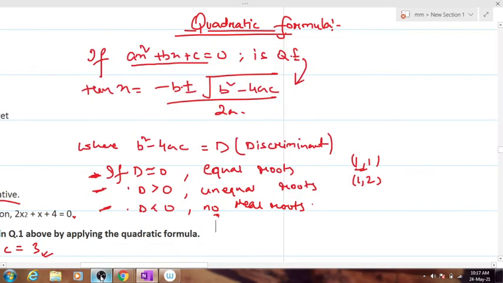Gopal, kindly join on time. 2-3 minutes here and there, and you'll lose some of the things. I don't want that to happen.